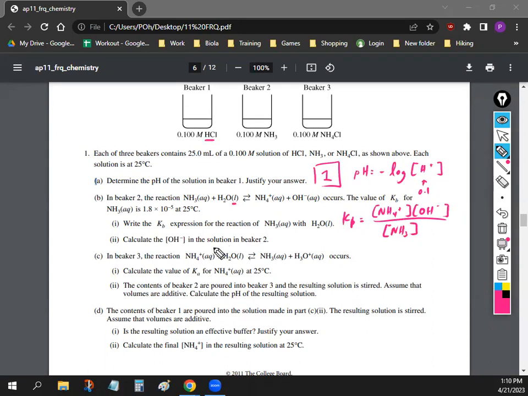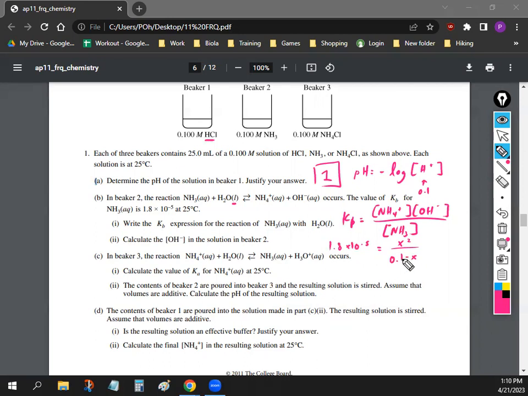Okay, so for the next one, part 2, we're going to be using the Kb expression. It tells us Kb is 1.8 times 10 to the negative 5, and so we can just plug in the values to solve for OH minus. There are a couple ways you can do this. You can set up an ICE table to figure out the concentrations and variables. If you do that, you're going to get x times x, so x squared, on the top, and on the bottom you'll get 0.1 minus x.